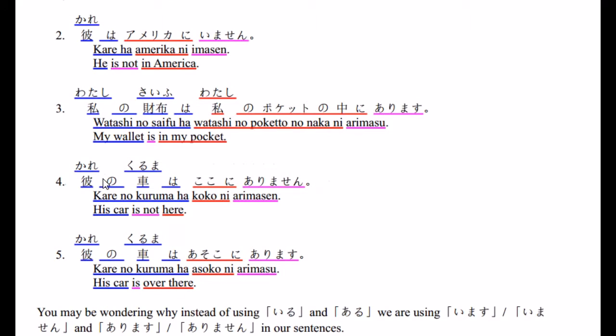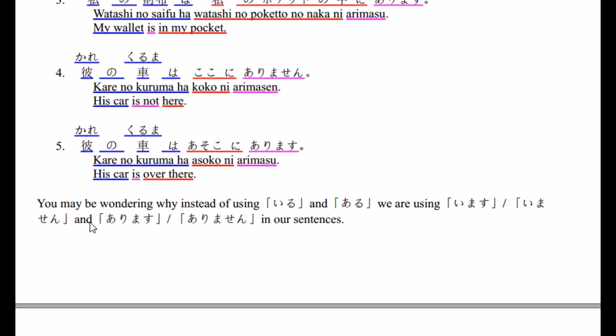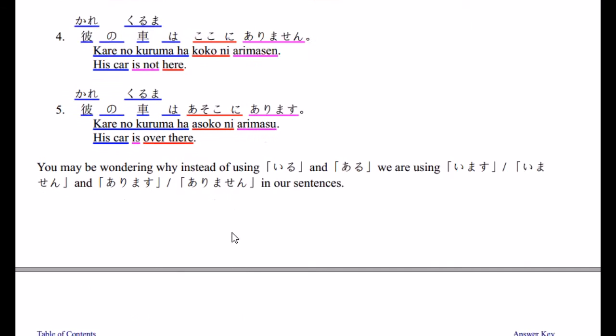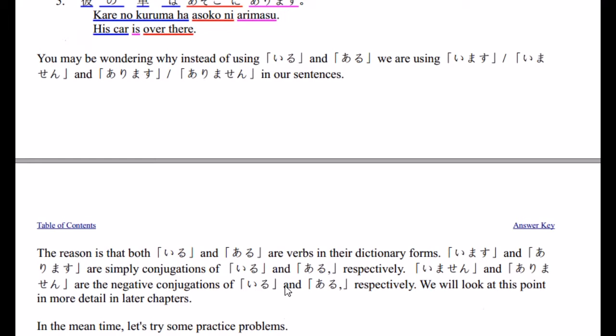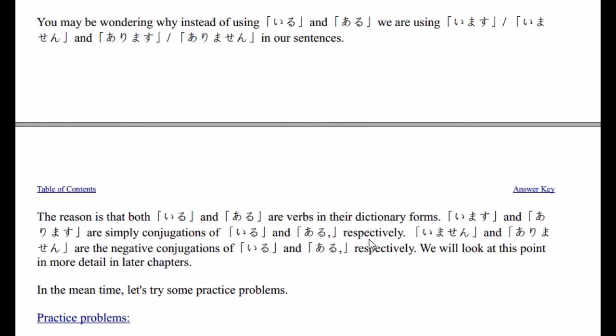Number 4, 彼の車はここにありません。His car is not here. So we have the negative form of ある, ありません. And number 5, 彼の車はあそこにあります。His car is over there. So if you were wondering why instead of using iru and aru, we were using imas and imasen, or arimas and arimasen, the reason is that both iru and aru are verbs that are in their dictionary forms.